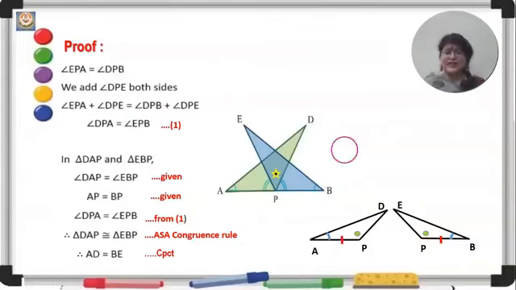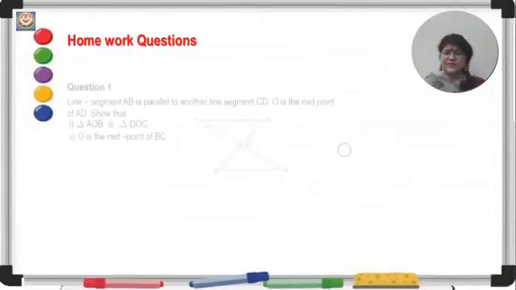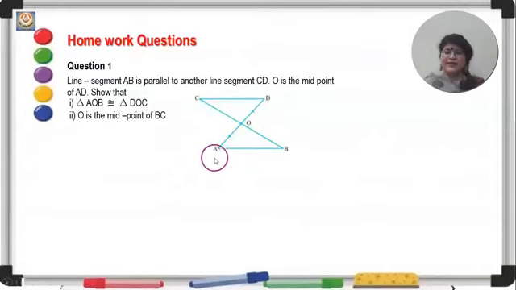Now in the next slide you could see some of the homework questions that I want you all to practice. Now this line segment AB is parallel to another line segment CD. And it is mentioned that O is the midpoint of AD. So it is shown by this sign that OD is congruent to OA. You have to prove the two triangles are congruent. Not only that, you also have to prove O is the midpoint of BC.